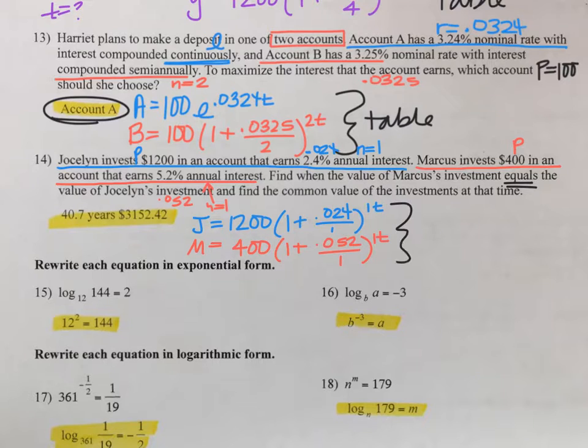You're going to type both of these in the table at the same time, just like we did with 13. So this is going to be y1 and y2 in our table. And what we're trying to do is figure out when are they going to be the same. And ours is not going to be super quite as specific, but you should notice somewhere around 41 years that they get very, very close.